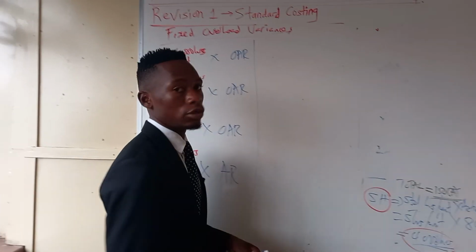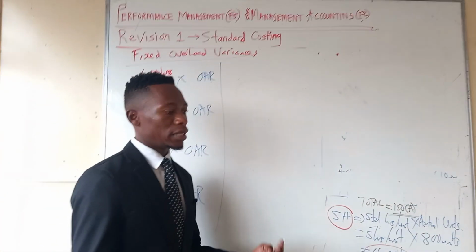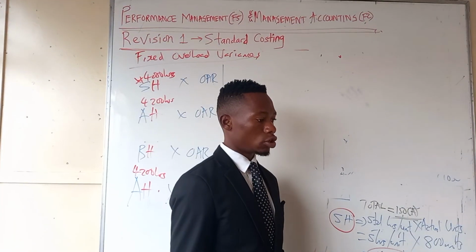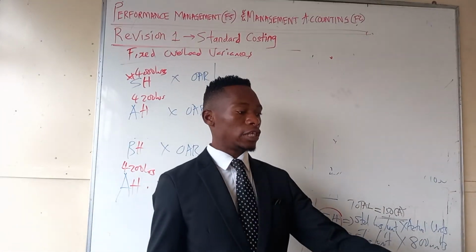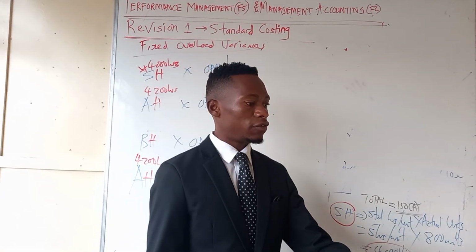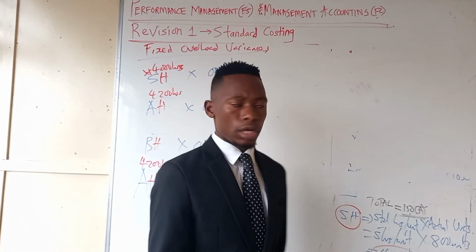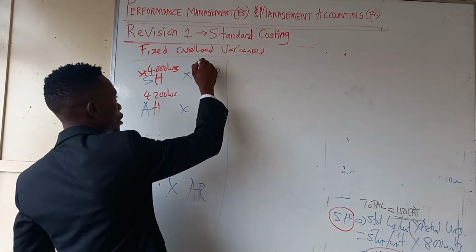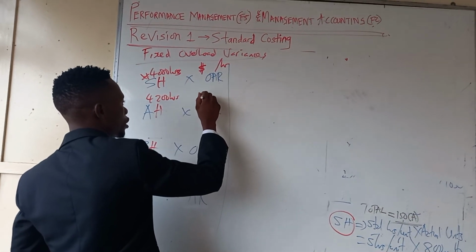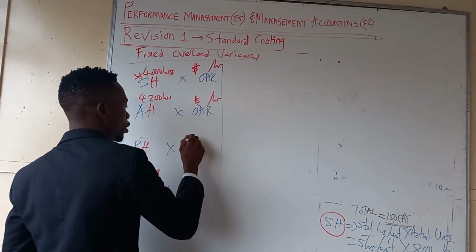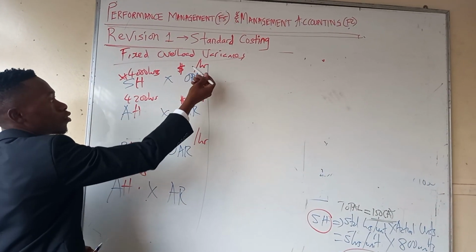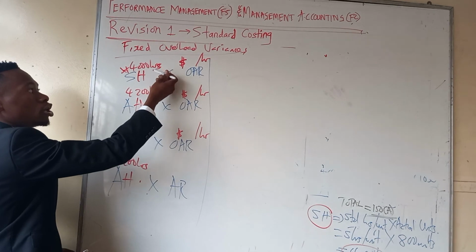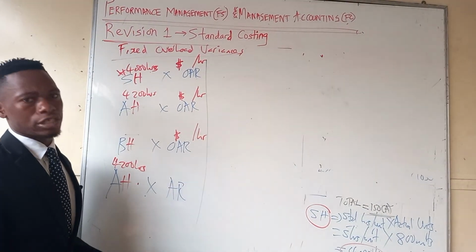So what about the OAR? Are we given the budget cost, the fixed overhead cost? Some might say that on the fixed overhead we do have 50, but is it per hour? Right, we need the cost per hour here. We need the cost per hour, so that if you use the cost per hour, you'll be able to multiply by the number of hours, common sense.